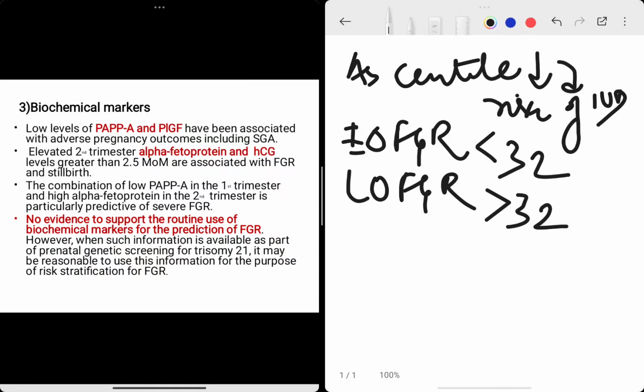Elevated second trimester alpha fetoprotein and HCG levels greater than 2.5 MoM are associated with FGR and stillbirth. So these two proteins, H for higher, HCG and alpha fetoprotein, which are also markers of Down syndrome, if they are elevated, the combination of low PAPP-A in the first trimester and high alpha-fetoprotein in the second trimester is particularly predictive of severe FGR, and there is no evidence to support the routine use of biochemical markers for the prediction of FGR. So we do not do them routinely, but they can be done.